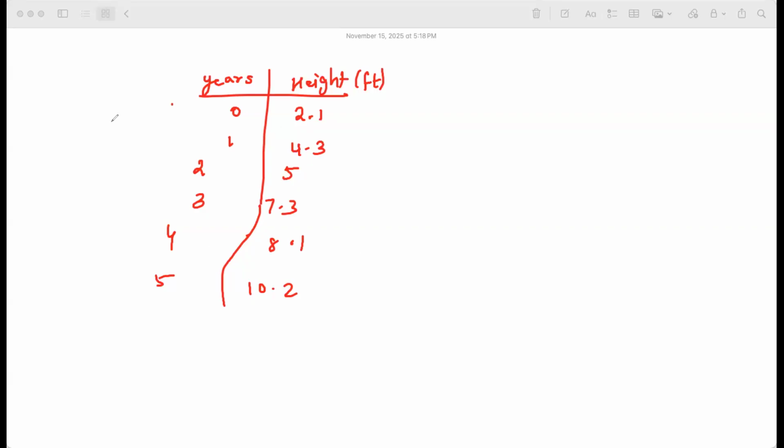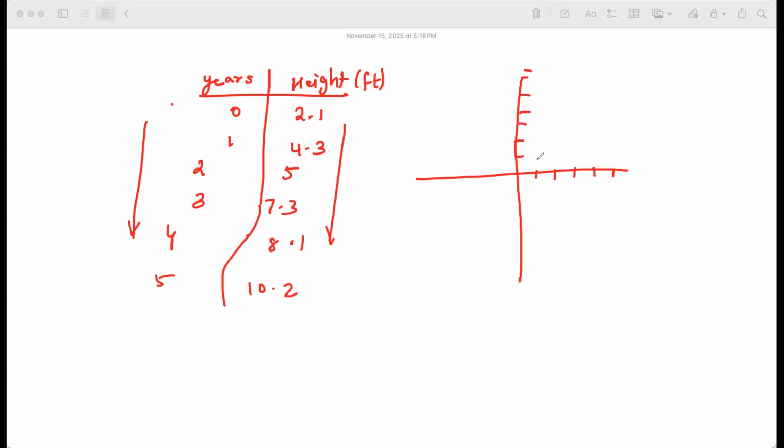In this scenario, this is basically a linear one. Linear meaning as the years go by, the x-axis increases and the y-axis also goes on increasing. So basically I can plot it into a coordinate plane, correct? When I plot it to a coordinate plane, it's not going to be a perfectly straight line. Let me correctly plot and show you. 0, 2.1; 1, 4.3; 2, 5; 3, 7.3; 4, 8.1.